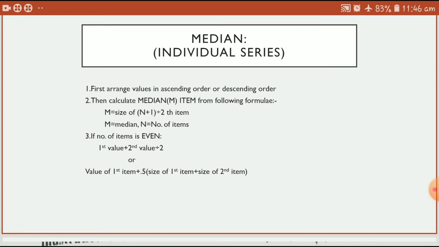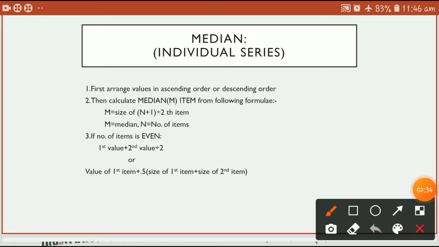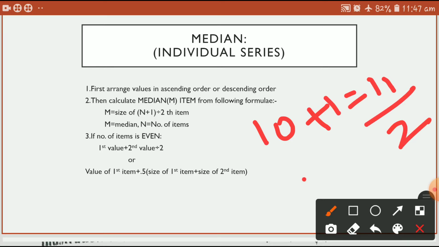But what if you have an even number of items in your question? I will tell you while solving questions. What you have to do is, for example, you have 10 values in your question. After adding 1 it will become 11, and after dividing it by 2 you will get 5.5. So 5 is not a complete value; you have two values in it, more than 5 and less than 6. So what will you do? You have two options, two alternatives to solve this further. First, I am discussing this method.